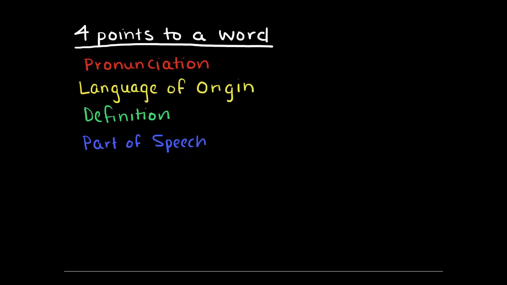And then we have part of speech, which may not be as big as language of origin and definition, but it can definitely be useful in some cases. For example, trying to differentiate between a noun and an adjective, spelling a word with a US for a noun and an OUS for an adjective. So there's some instances where part of speech can come in handy. But today, we're going to focus on pronunciation.